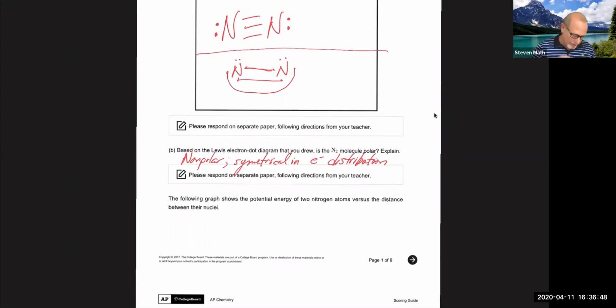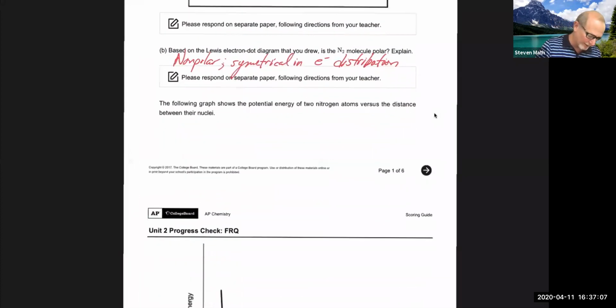Now, that gives you a good answer for B with a short, sweet explanation. Don't give them more than they ask for. Just explain why. It's nonpolar because it's symmetrical. Not good enough. What's symmetrical? The electron distribution is symmetrical. Okay, let's be succinct in our writing.